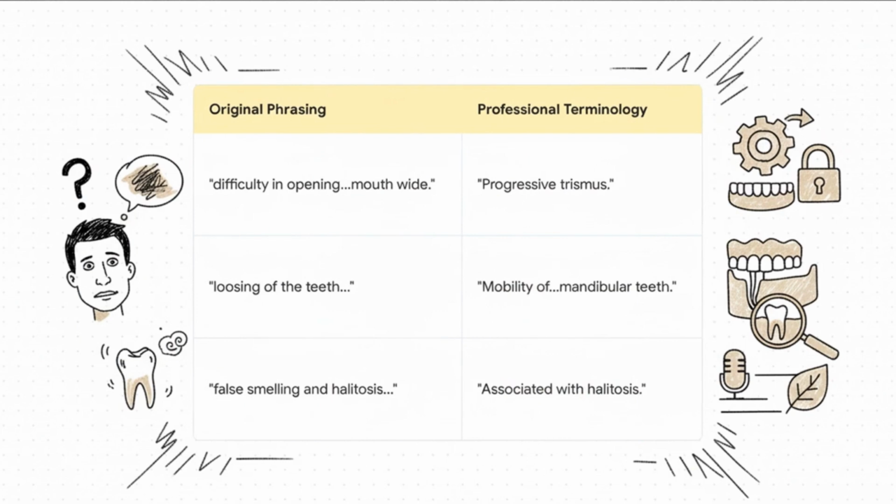And the second symptom is imprecise language. Just look at the difference here. Saying "difficulty in opening the mouth" is okay, but "progressive trismus" is precise, it's professional. And this isn't about using big words to sound smart. It's about using the right words to get a huge amount of information across quickly and without any confusion.